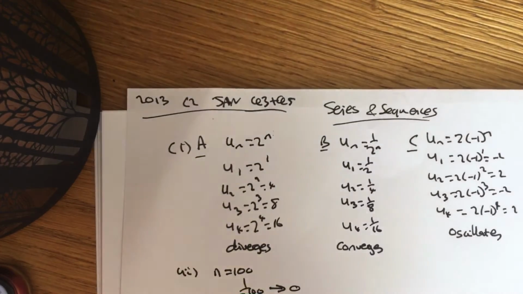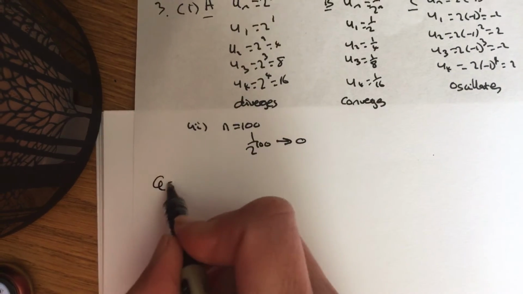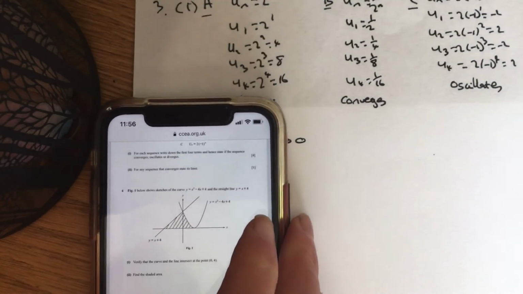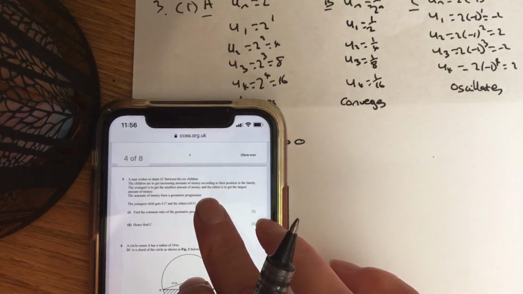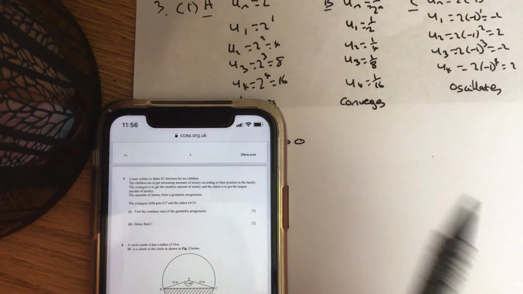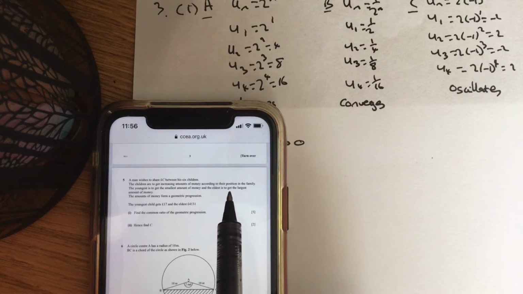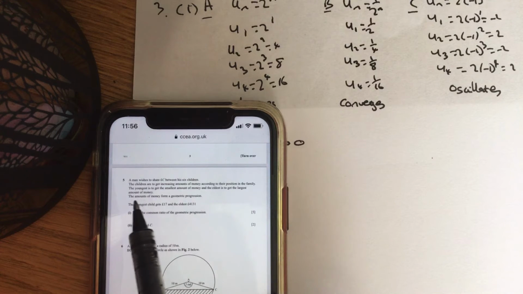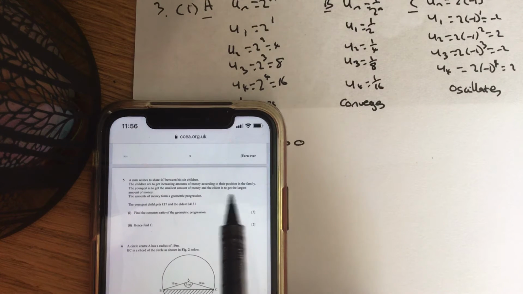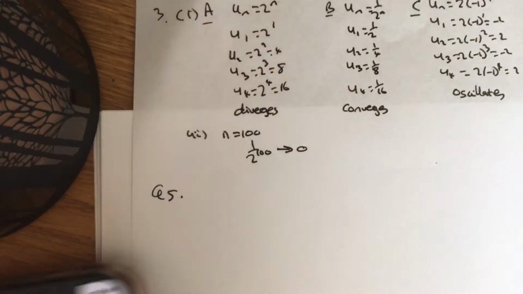The next question we're going to look at in this paper is question 5. If I could just scroll down to question 5. A man wishes to share C pounds between his 6 children. The children get increasing amounts of money given according to their positions in the family. The youngest gets the smallest and the eldest gets the largest. The amount of money forms a GP. So that's the first thing.